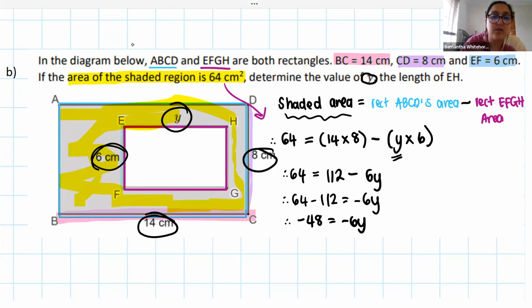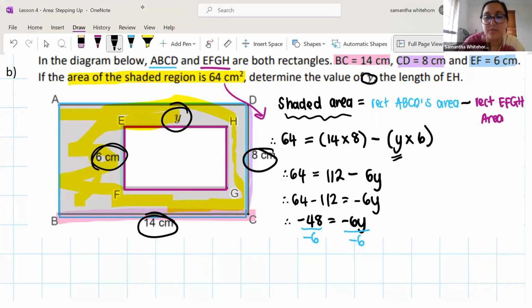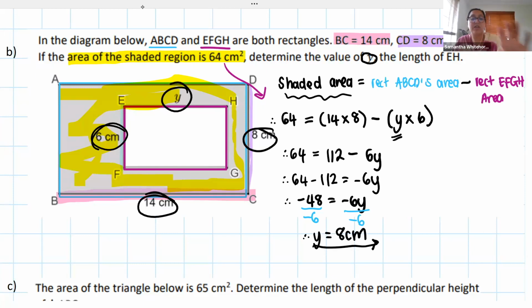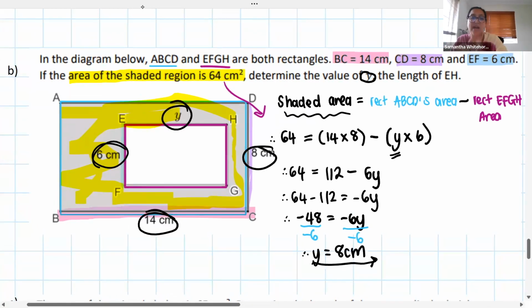And again, inverse operations tells me that I'm going to have to divide both sides by negative 6 in order to get the y alone. And as you guys beautifully put in there on the chat for me, that therefore means that y is equal to 8 centimeters.